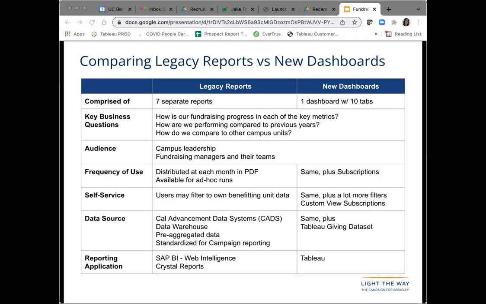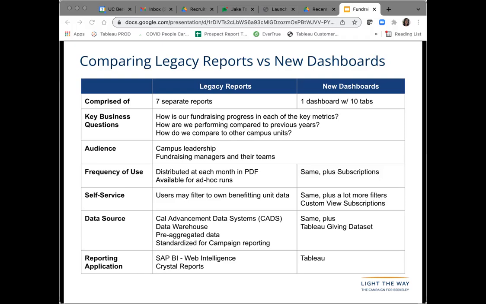In terms of frequency of use, this is produced by my team once a month as the official totals, and we share it via an email to the whole advancement community. But they were available in both cases. They are available for ad hoc runs. Tableau makes it nicer because we have subscriptions, and so people could actually hone in on their own unit and then subscribe and get either weekly or monthly or whatever frequency they want. So that's been really nice.